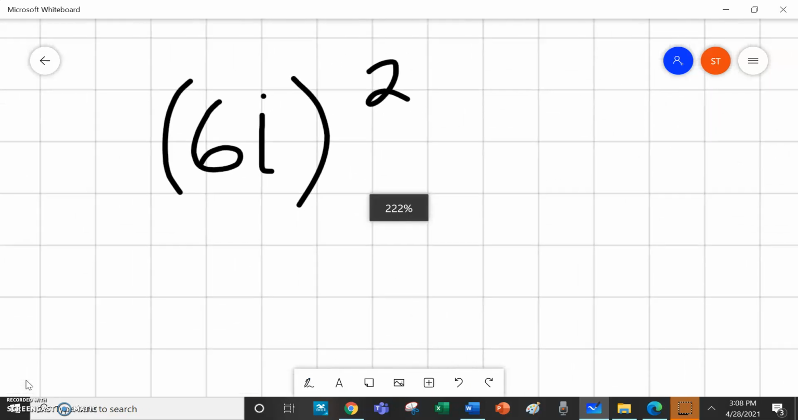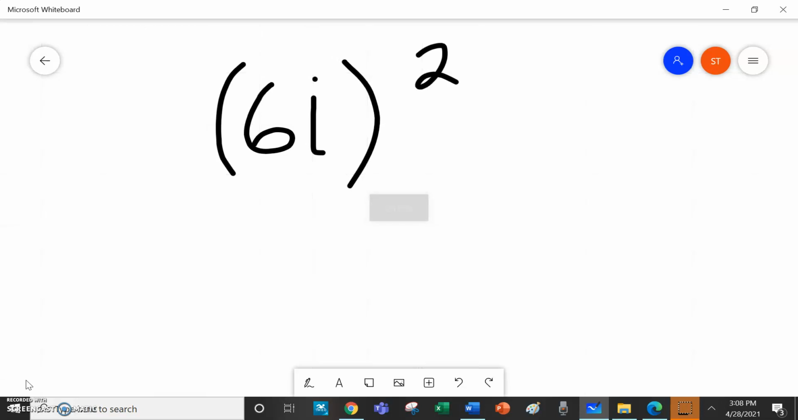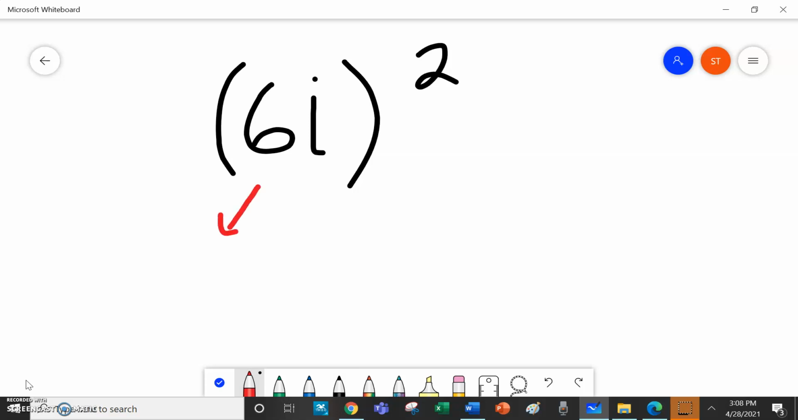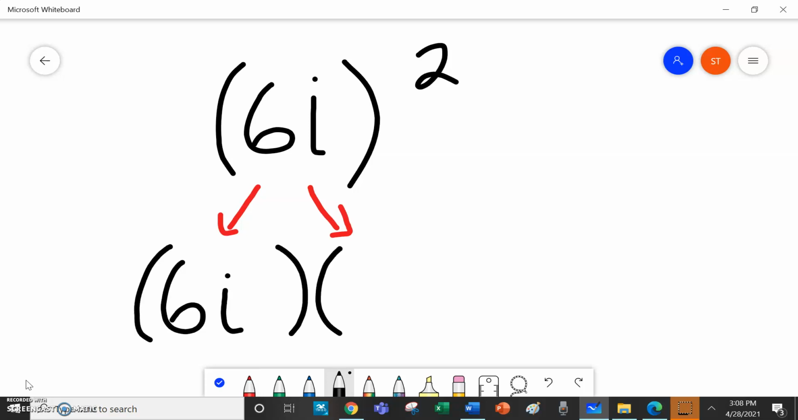We have (6i) squared. So the biggest thing to remember is that when we square a number, when we raise it to the second power, what it is telling us to do is multiply whatever is being squared, especially if it's inside parentheses, by itself. So I'm going to multiply 6i times 6i.